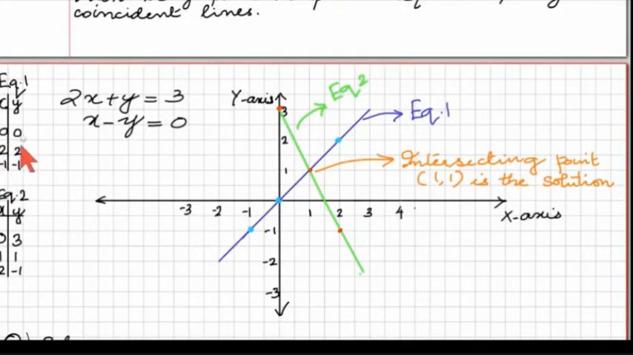These are the points of equation 1 and these are the points of equation 2. So we will plot equation 1. The blue line is equation 1 and this green line is equation 2. So we will get the intersecting point, and this intersecting point is (1, 1). So this is the solution.